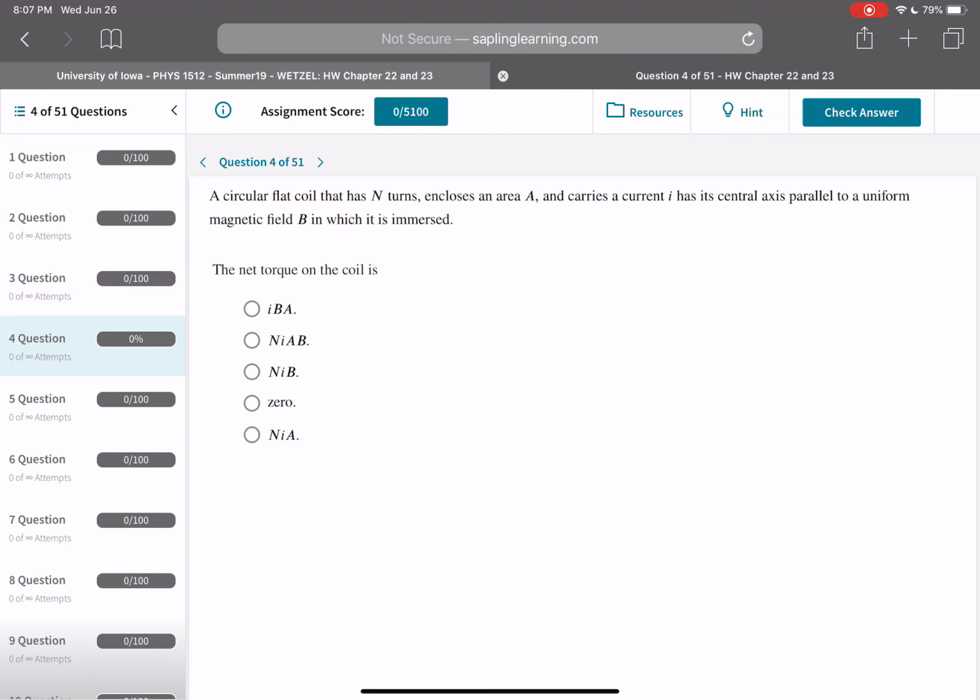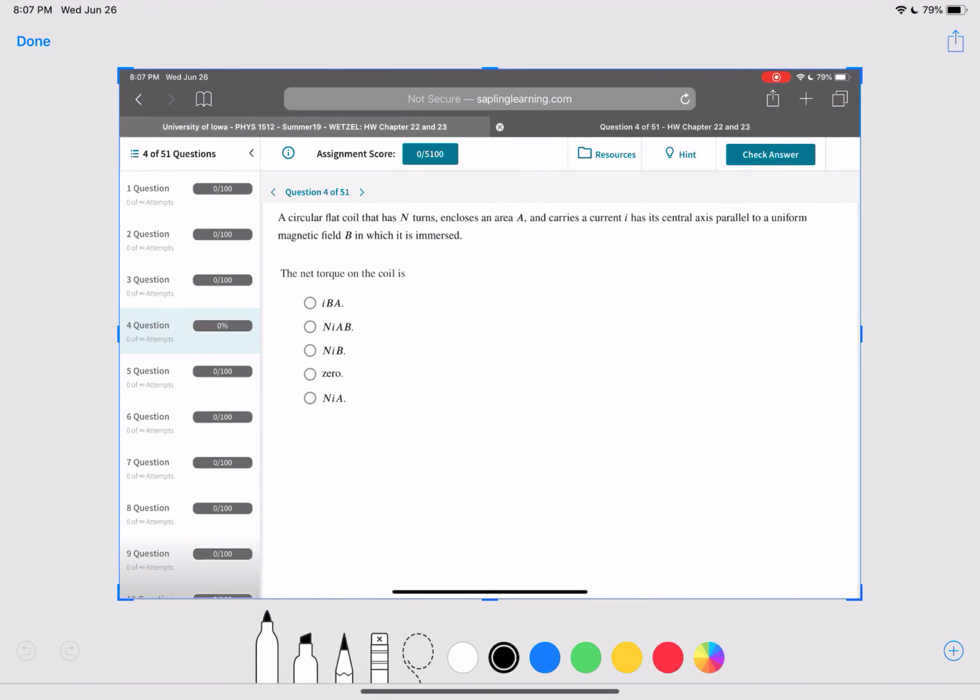So a circular flat coil that has N turns, enclosed in area A, carries current I, has a central axis parallel to a uniform magnetic field B, in which it is immersed. The net torque on the coil is... So we have a circular coil. Okay, it's got a cross-sectional area A. It's got N turns. There's a current going around the loop, current I. The central axis is parallel to a magnetic field B in which it is immersed. So now we put a magnetic field parallel to the axis.